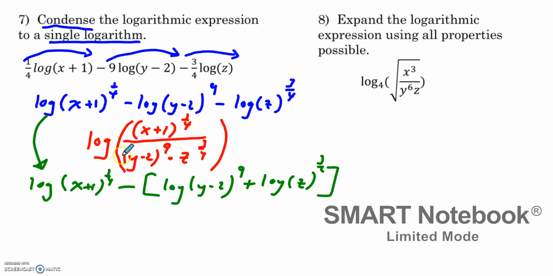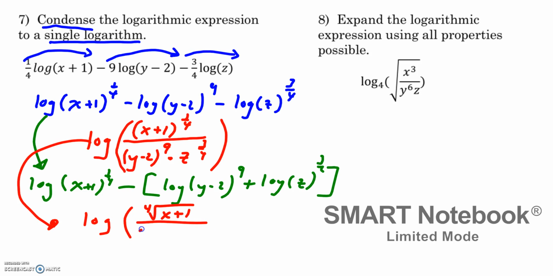But this still isn't the final answer, because I would like to write all of these as radicals if possible. So we'd have log of, so instead of to the 1/4 power, that is the same as the 4th root of x plus 1 in the numerator. Then we still have y minus 2 to the 9th in the denominator times. Now let's think about what this means. This 4 meant 4th root, so this 4 also means 4th root. So that means I have a 4th root of, now this 3 on the top means I'm raising it to the 3rd. So it would be the 4th root of z cubed. So my final answer is a single log with the 4th root of x plus 1 in the numerator, and then these two pieces in the denominator.